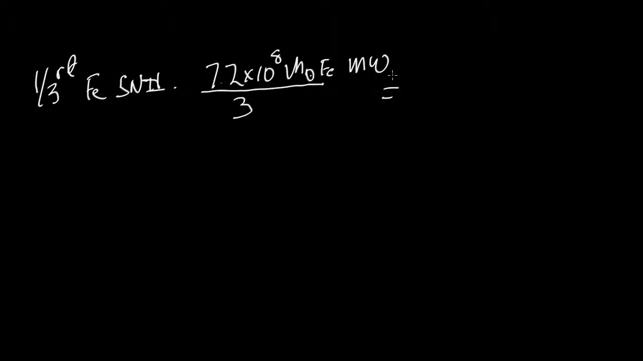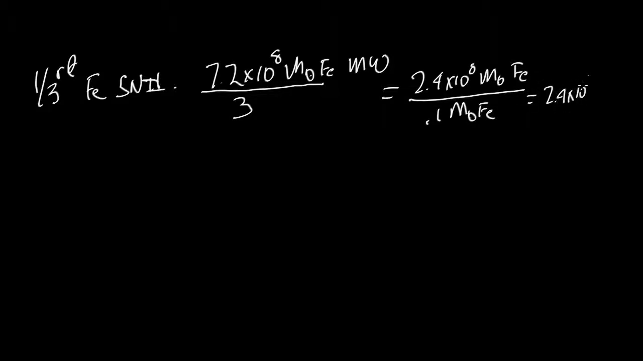And so we expect there to be about 2.4 times 10 to the 8 solar masses of iron formed in these type 2 supernovae. And each one of those objects produces a tenth of a solar mass of iron each. So in total, we need about 2.4 times 10 to the 9 such supernovae in the lifetime of the Milky Way to form the iron we see.